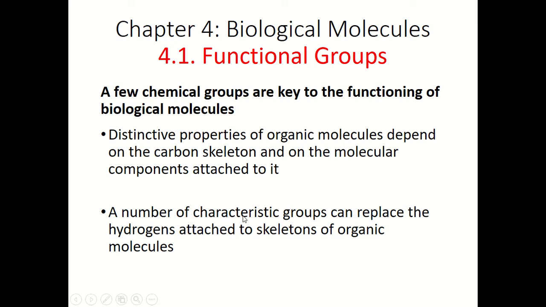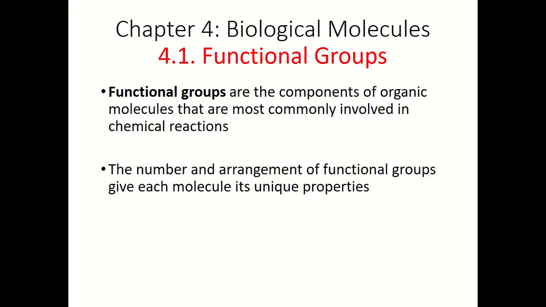A number of characteristic groups can replace the hydrogen attached to the skeletons of organic molecules, and the molecule is then referred to as a compound. Functional groups are the components of organic molecules that are most commonly involved in chemical reactions. The number and arrangement of functional groups give each molecule its unique properties. We're going to learn about 7 types of functional groups.